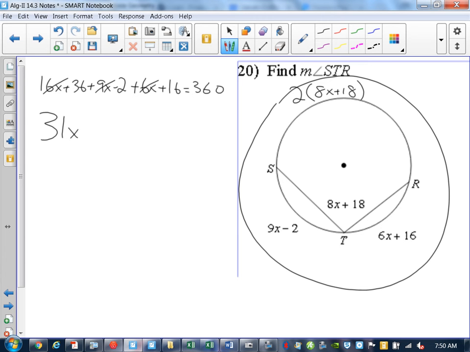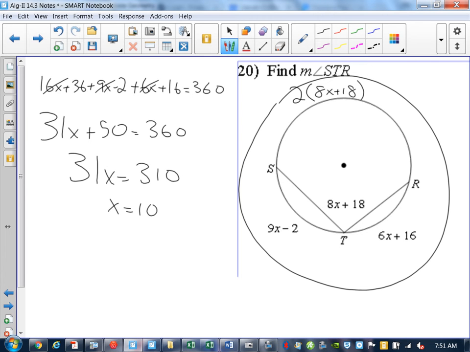And one of the things that I normally do when I have these big giant problems with all the extra algebra is that when I write it out, I cross off the ones that I've taken care of. That way I don't accidentally go back and double count them. Now I go to the numbers. 36 and 16 is 52. Subtract 2 and you get 50. From here, you should notice that it winds up being really easy math. Subtract 50, you get 310. X equals 10.